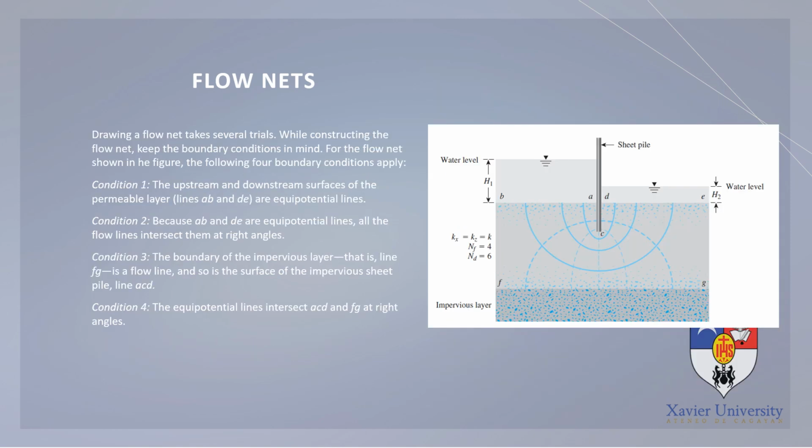So drawing a flow net takes several trials. While constructing the flow net, keep the boundary conditions in mind. For the flow net shown in this figure, the following four boundary conditions apply. So if you're going to construct your own flow net, then these are the conditions that you have to follow. The upstream and downstream surfaces of the permeable layer are equipotential lines.